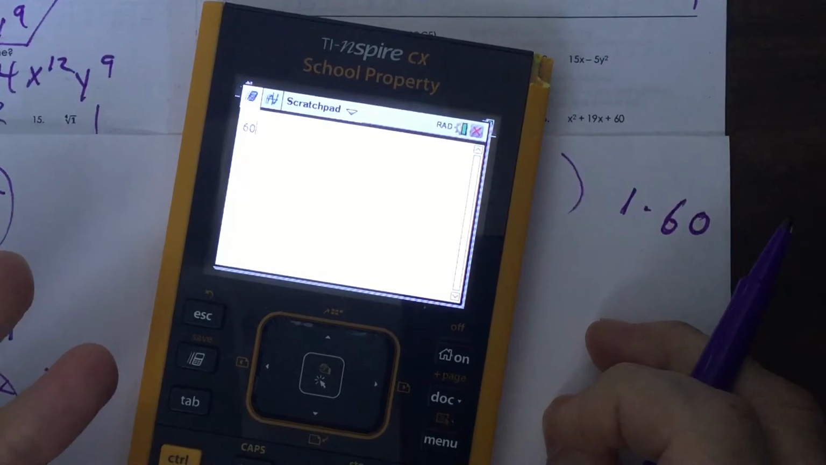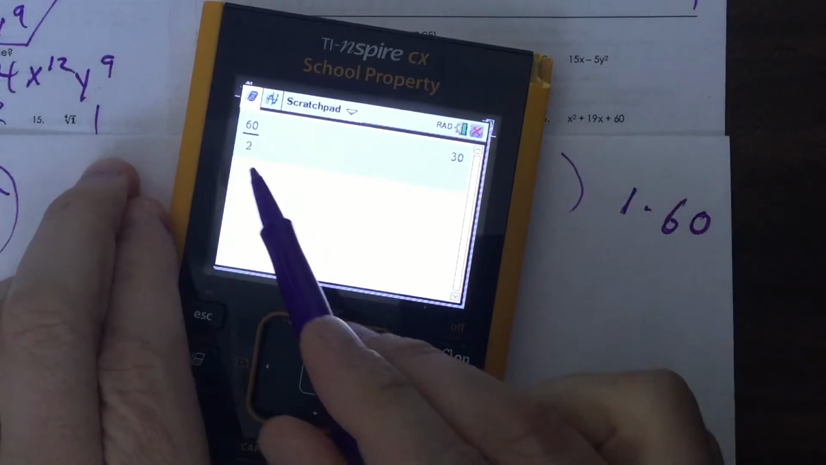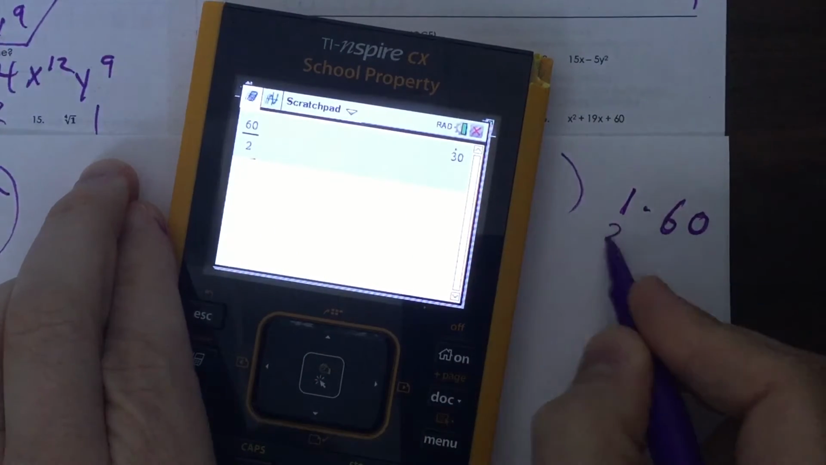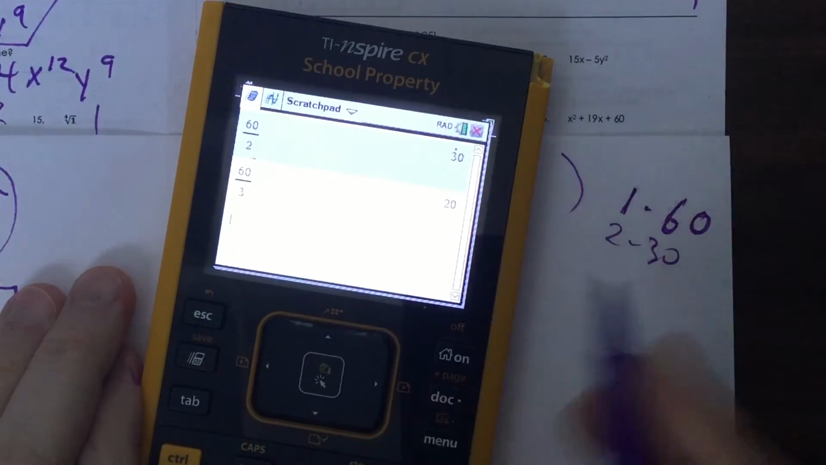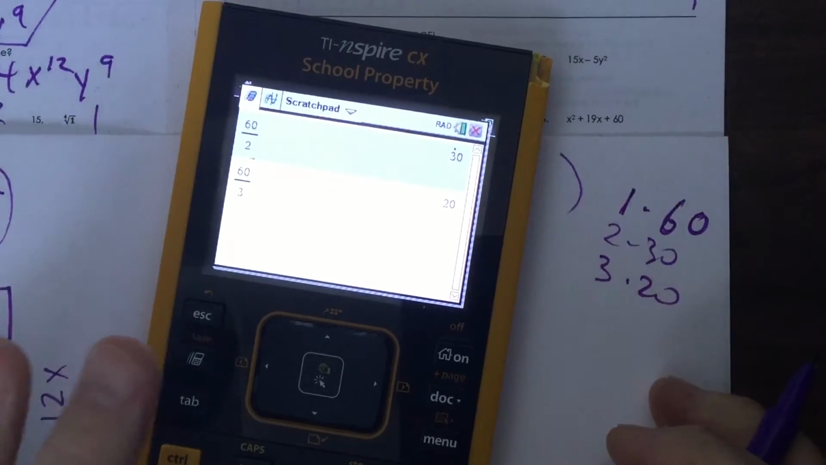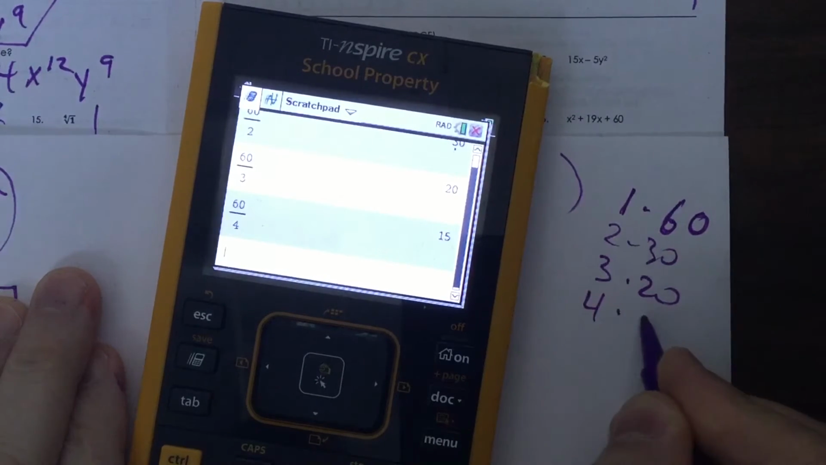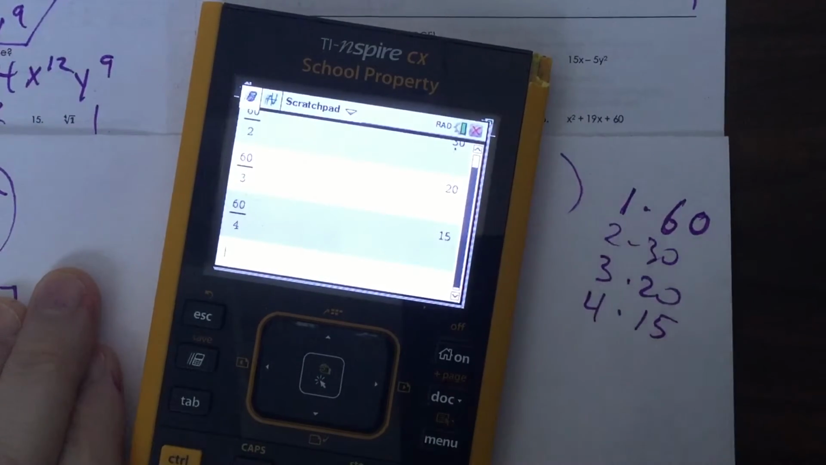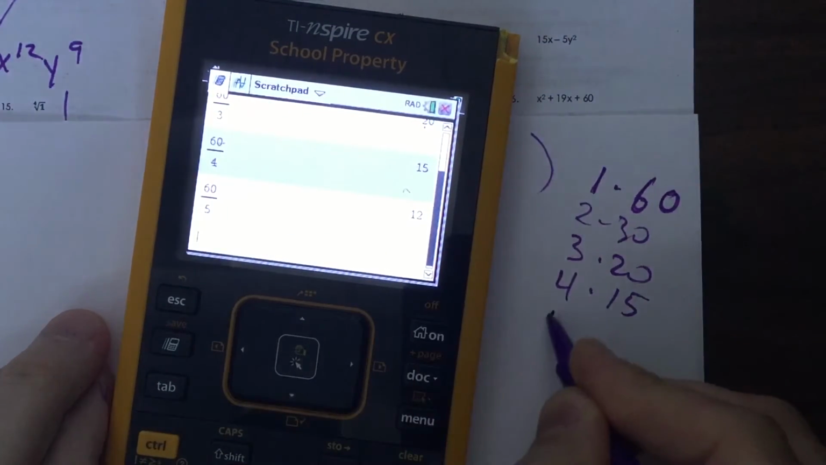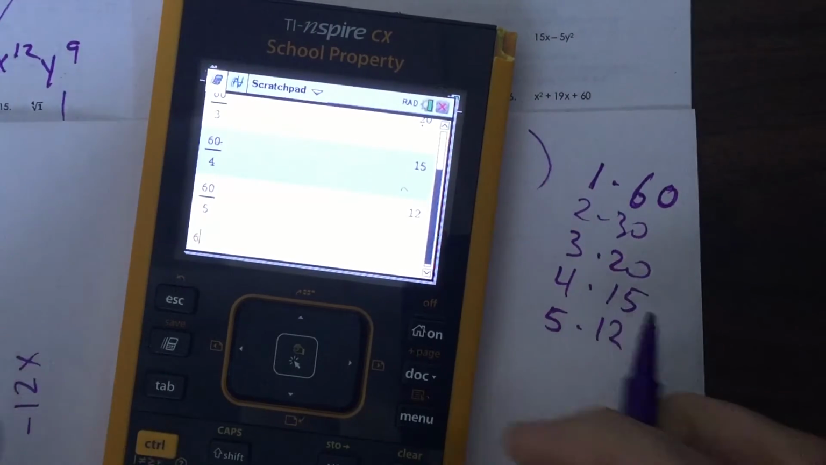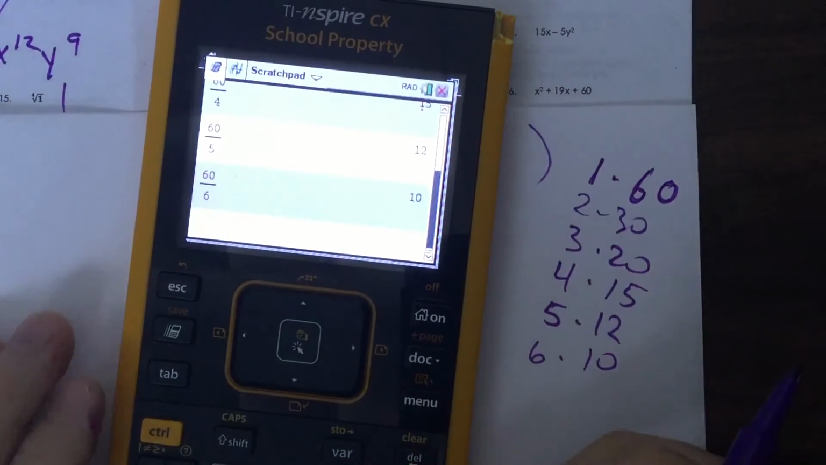60 divided by 1, we know is 60, right? But 60 divided by 2, what if you're not sure? It's 30. So what are your factors? 2 times 30. And then let's do 60 divided by 3. 3 times 20. And then 60 divided by 4. 4 times 15. And we're going to keep going until we've gotten a repeat of the numbers we already have written down. 60 divided by 5. 5 times 12 gives me 60. 60 divided by 6. 6 times 10 gives me 60.